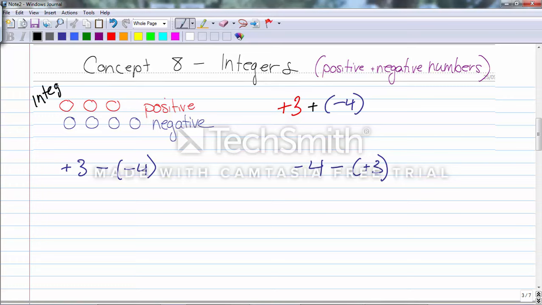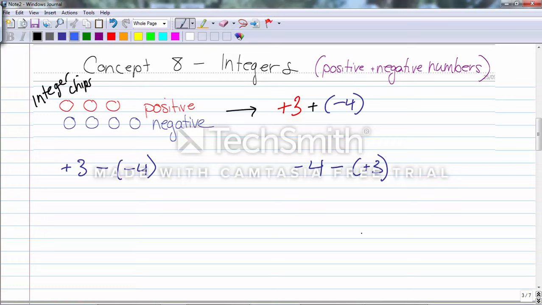Sometimes we talk about integer shifts. So in this particular diagram, I have 3 positive, which are red, and 4 negative circles. So if I were to write that out in a math statement, and I wanted to add my total integer chips together, I have positive 3 plus negative 4. So 3 positives plus 4 negatives.